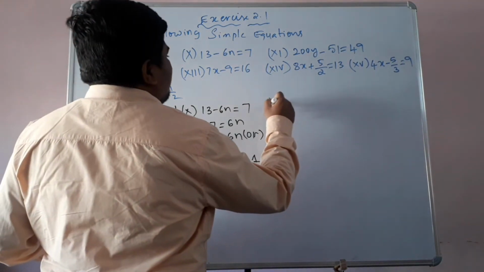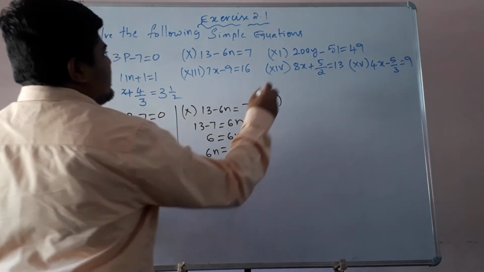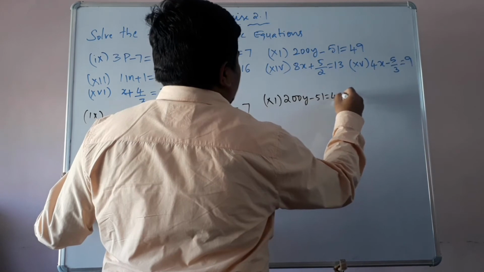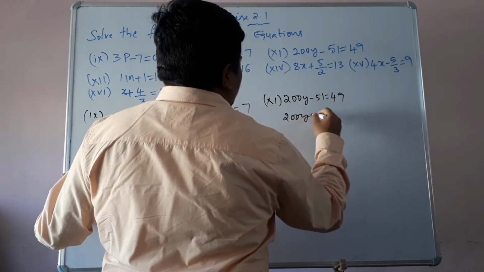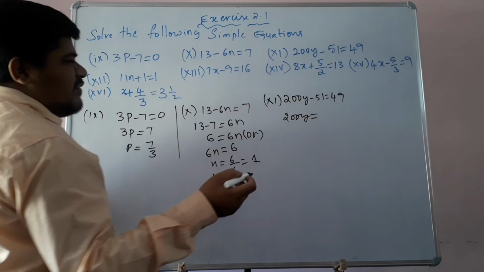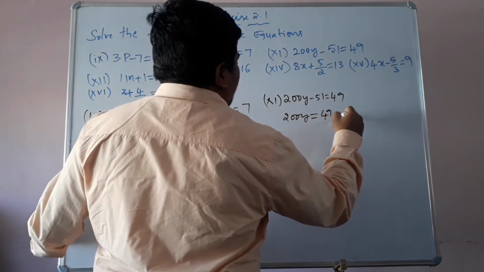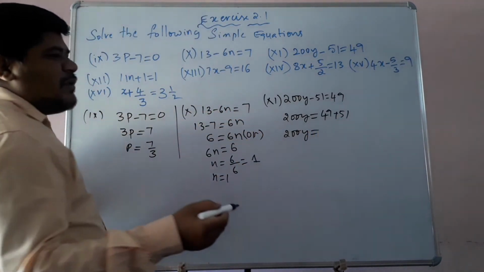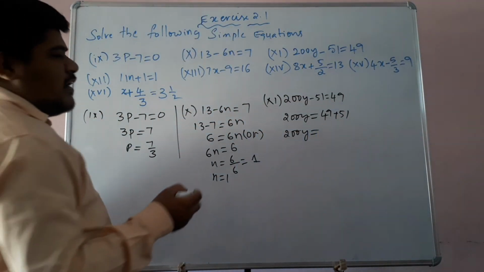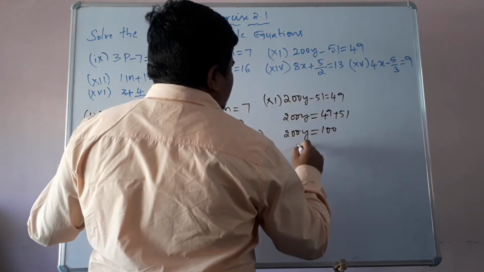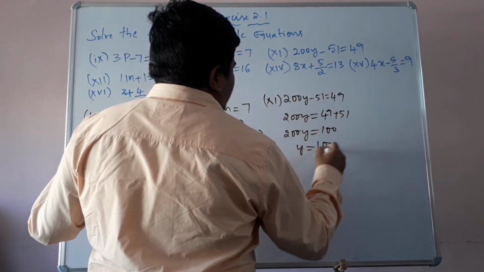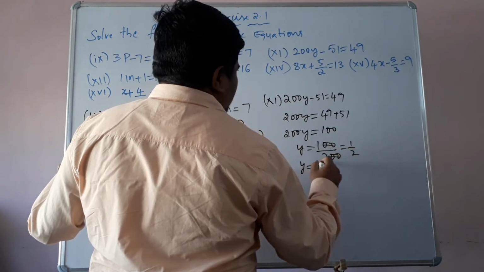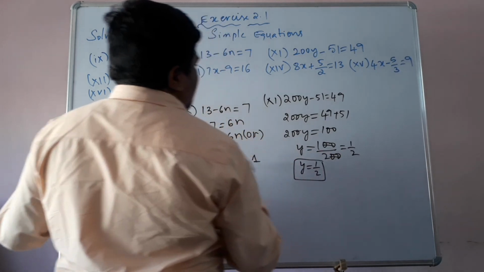Now let's see 11th problem. So 11th problem, what is that, children? 200y minus 51 is equal to 49, children. So then 200y is equal to 49, and minus 51 after transposing becomes plus 51. So 49 plus 51. Children, then what do you get? 200y is equal to 49 plus 51, the value is 100. Okay, so 100. Then what is y, children? Into becomes by, 100 by 200. 2 ones are 2, half. So y is equal to half or 1 by 2 is the solution.